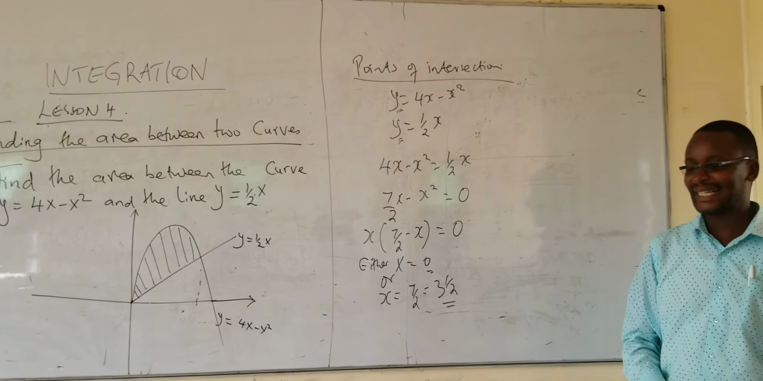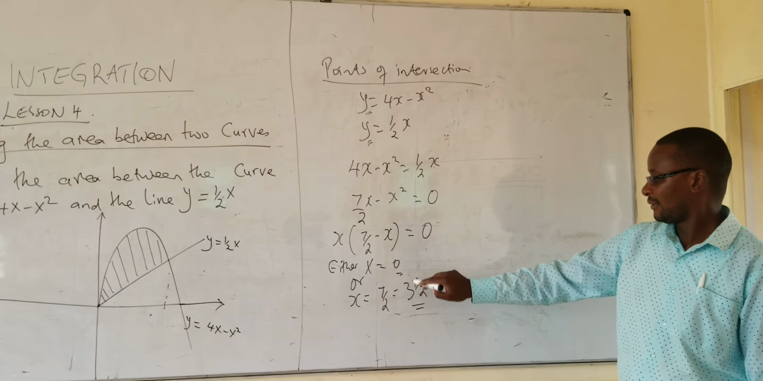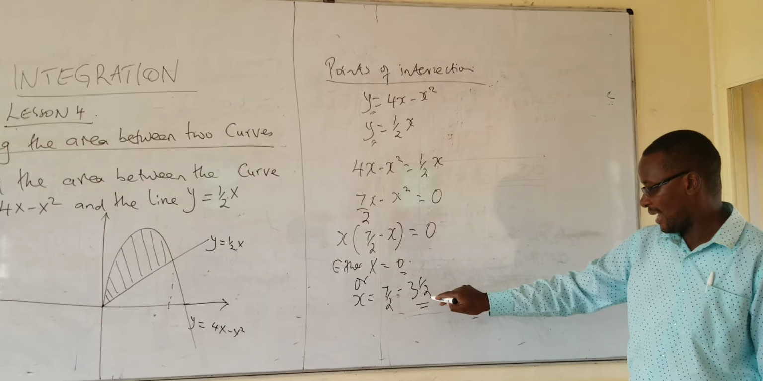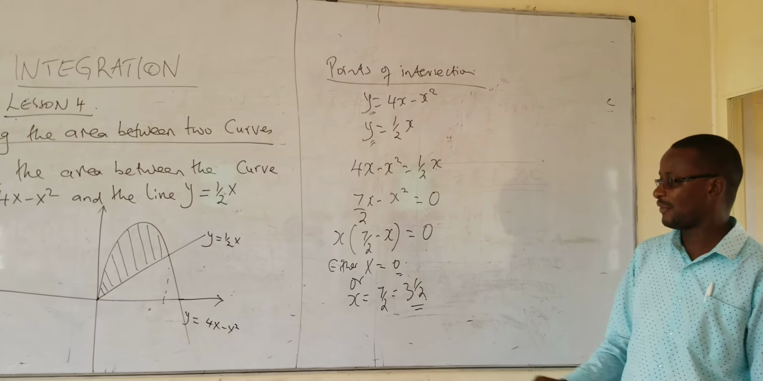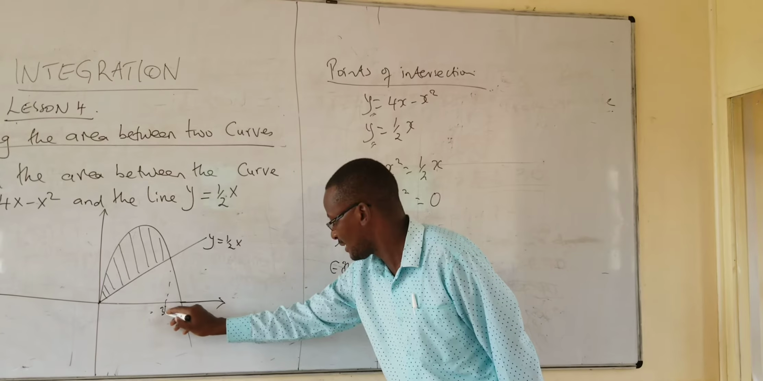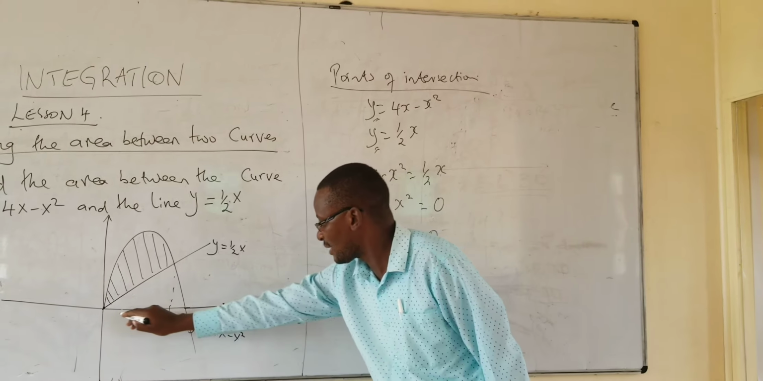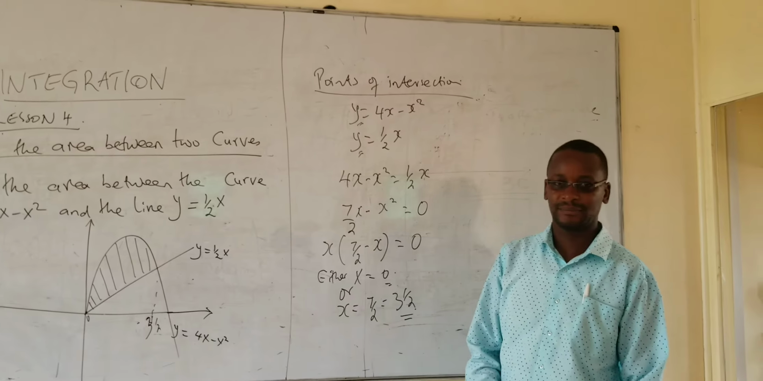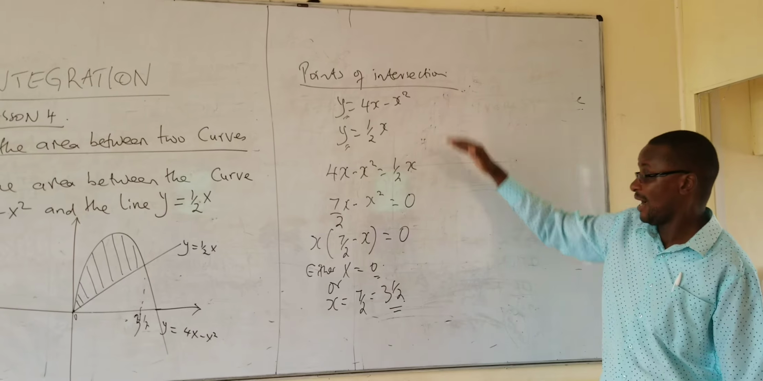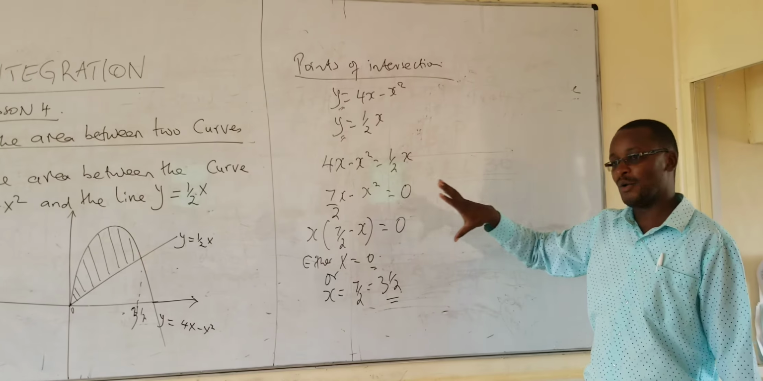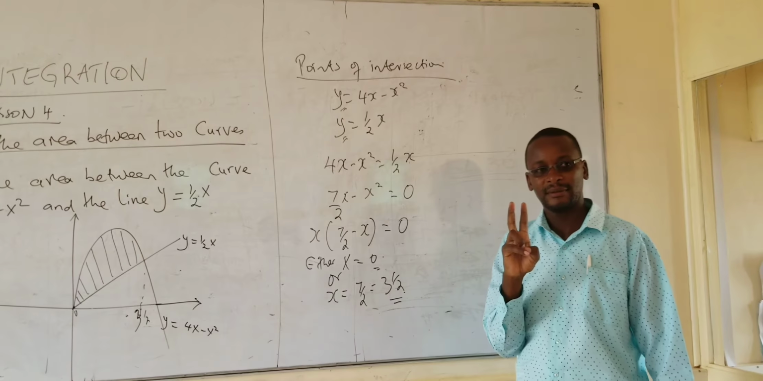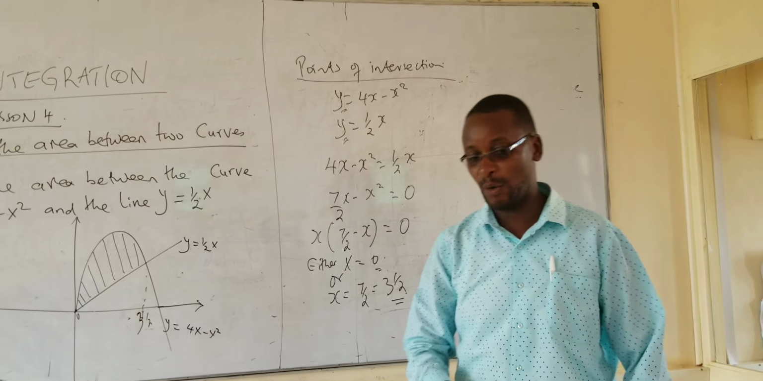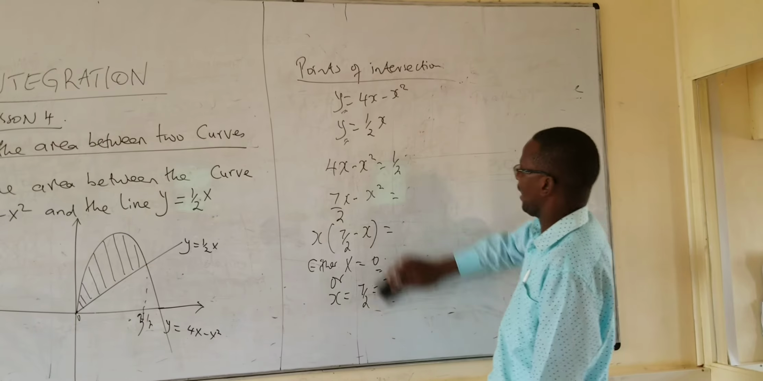So we are going to integrate between x equals 0 and x equals 3.5 because these are the points of intersection. So this one here is 3.5 and this one is 0. From here, we can take two routes. I'll look at both, then you pick one, which will be easier for you.